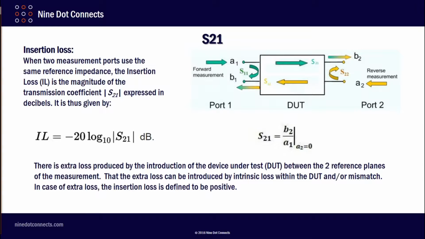Now there's going to be extra loss produced by the introduction of the device under test between the two reference planes of the measurement. That extra loss can be introduced by intrinsic loss within the device under test and/or mismatch. In case of extra loss, the insertion loss is defined to be positive.